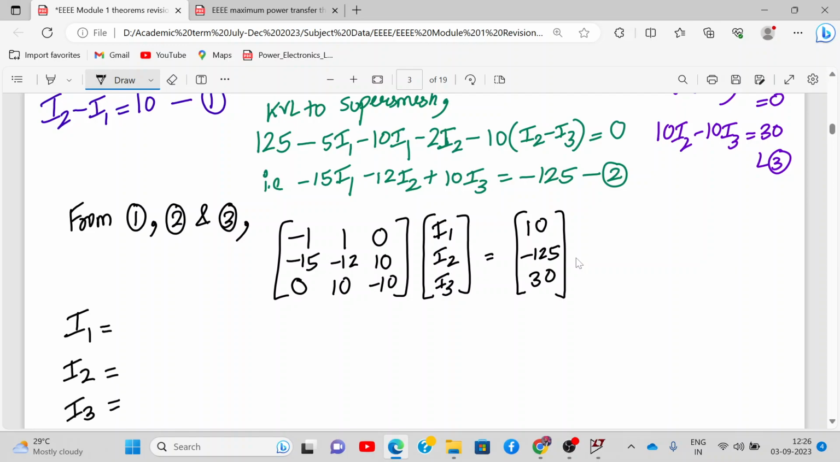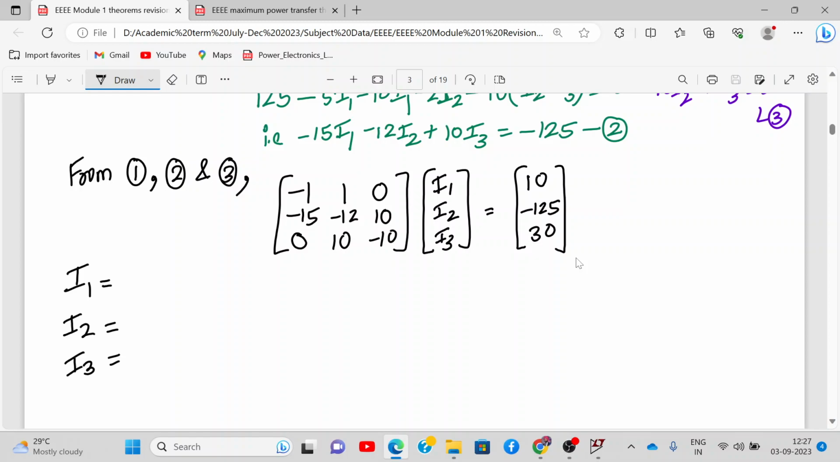I'll wait for your answers. So I got I1 as minus 65 by 37. No, no, that's not correct. So see whether you have put all the positive and negative signs properly. The I1 which you told is not correct. So what's the correct one? Everyone please contribute and let me know I1, I2, I3 value.